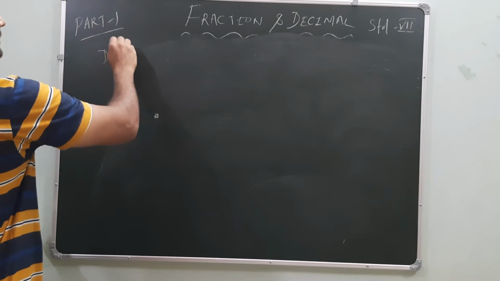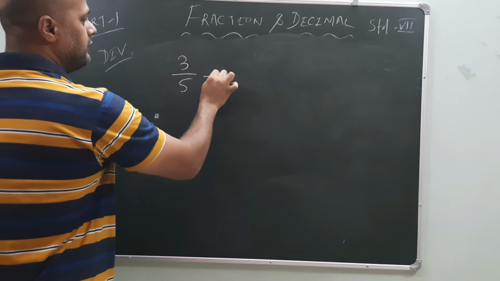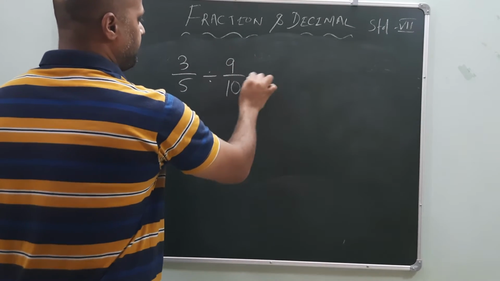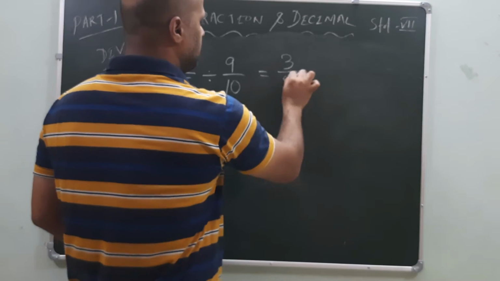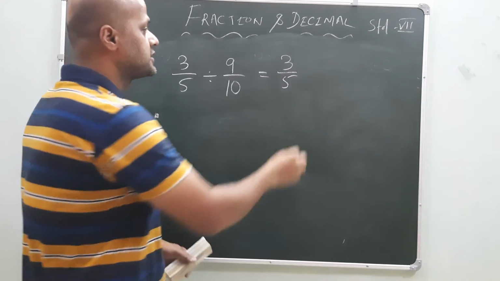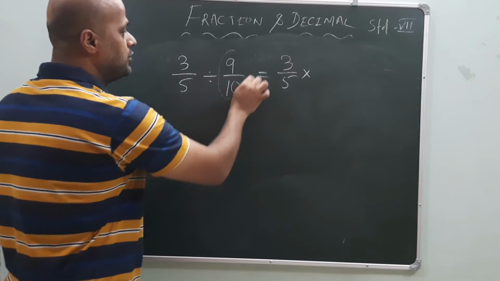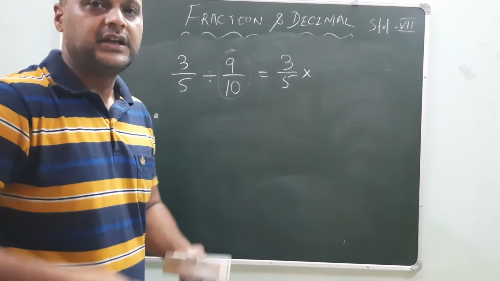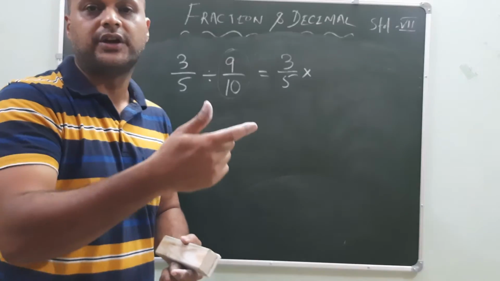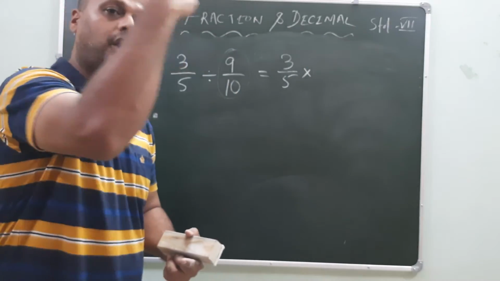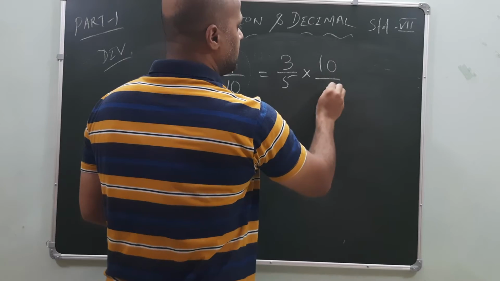Division. What is the division case? Now I am writing here 3 by 5 divided by 9 by 10. So how will it be? 3 by 5 divided will be converted into multiplication. If I put the multiplication symbol, then the second fraction is going to change. It will be the reciprocal, meaning it will be reversed. Reverse means what? Denominator becomes the numerator and numerator becomes the denominator. The upper one becomes the lower one and the lower one becomes the upper one. Means here 10 by 9.